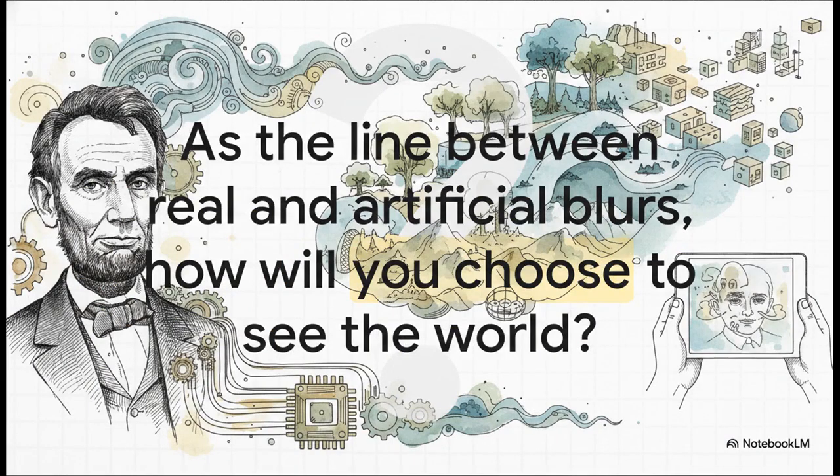Which leaves us with one final thought. From a doctored photo of Abraham Lincoln to an AI that can generate a whole new world from scratch, the power to shape reality has grown exponentially. And now that this power is in all of our hands, the line between what is real and what is artificial is only going to get blurrier. The only question left is, how will you choose to see the world?